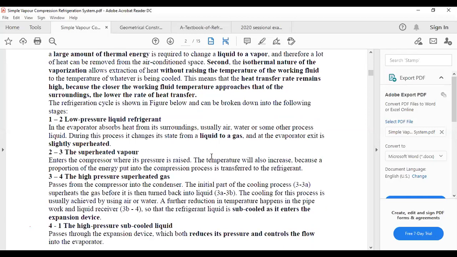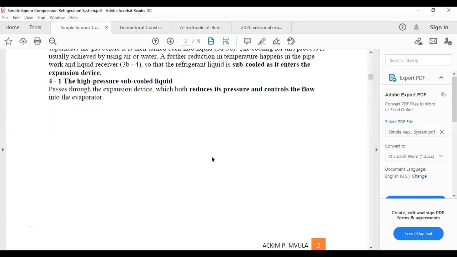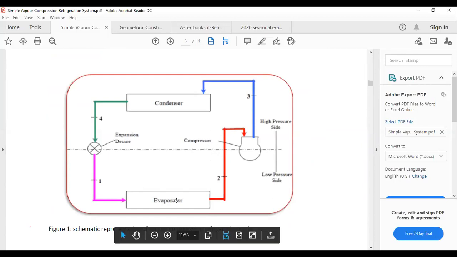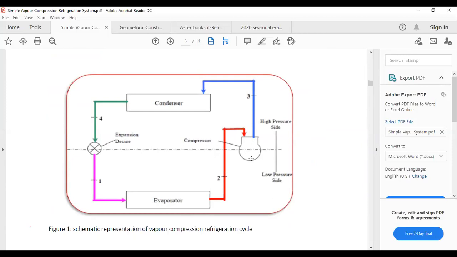Okay, so let us look at some of its components and how they are arranged. This is what every system which employs a vapor compression system has in common. These are the major components. You have got an evaporator there, which provides the extraction of heat, and we have got the compressor. This is a main component of the simple vapor compression system. And then we have got a condenser and the expansion device. So I'll start with process 1 to 2.